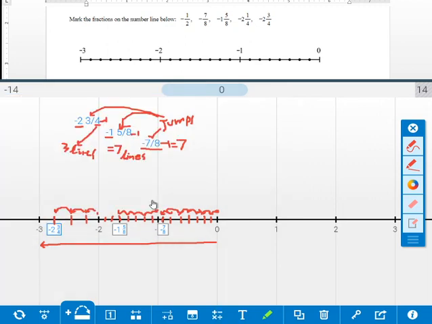So in this way we can draw any number and any decimal on a number line. Hope you understand this one, and if you have any confusion you may let me know.